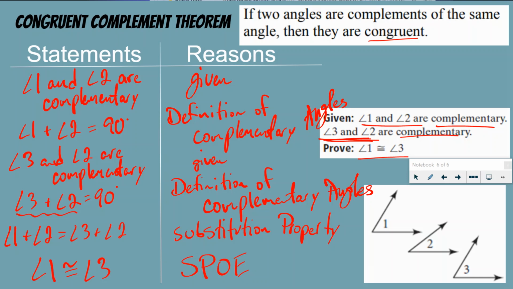So these are our 4 new theorems that we're going to use when we're dealing with right angles and perpendicular lines.